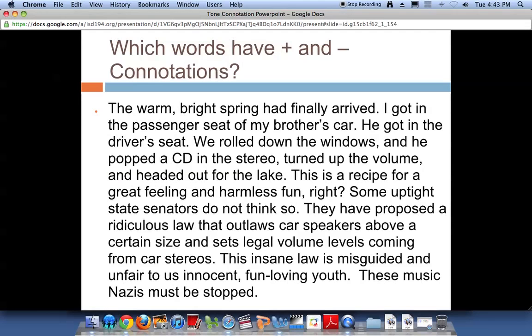So let's take a look at this next passage. I'll read it out loud, and we want to try to determine which words have positive and negative connotations.